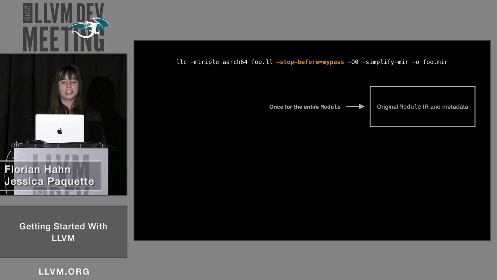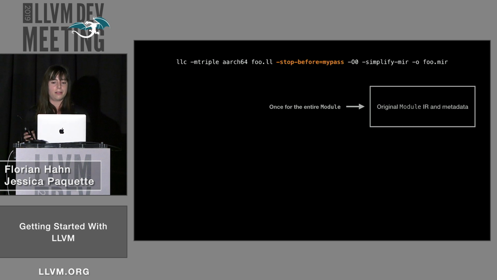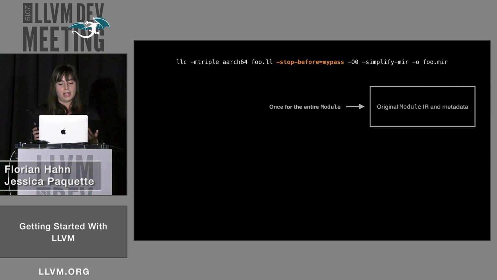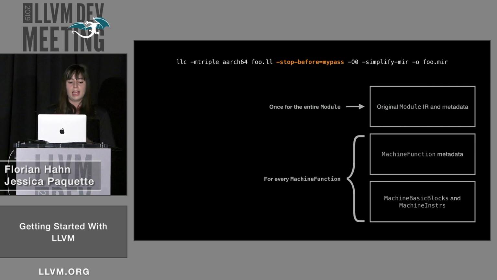When you do this, you're going to get some output that contains the original IR for the entire module, possibly with some added metadata used by the compiler. And you're going to get some metadata and actual MIR for each machine function that's in the module as well.